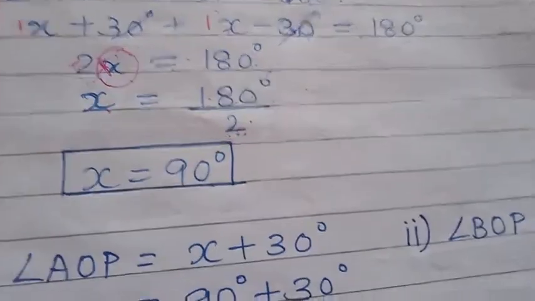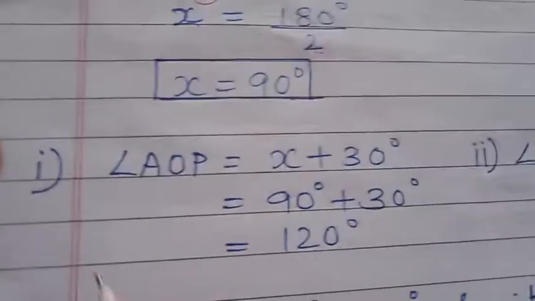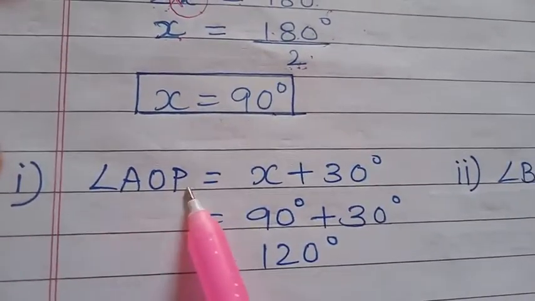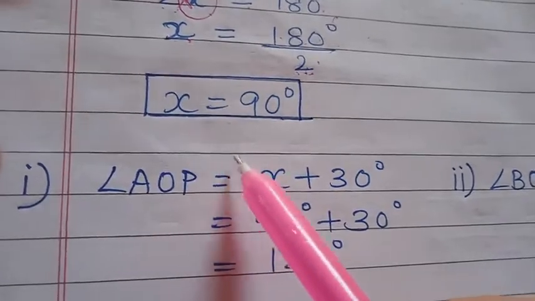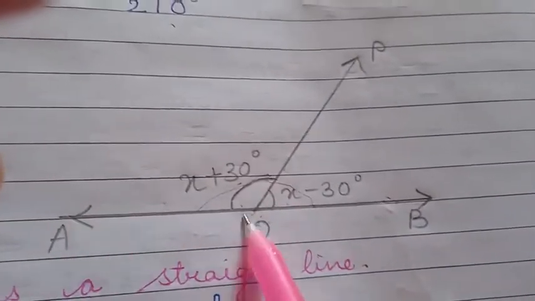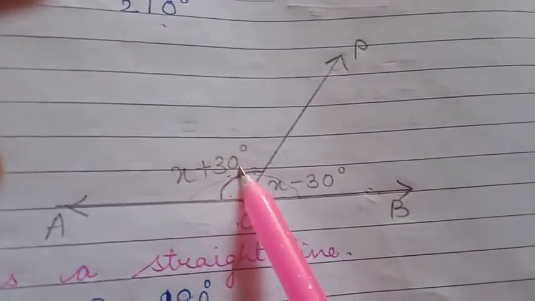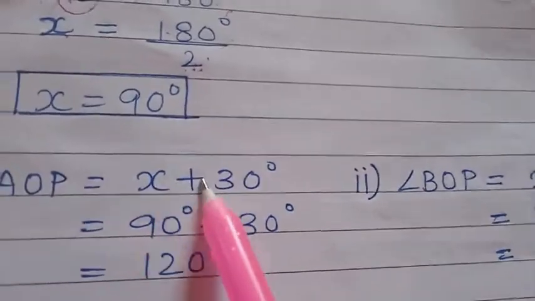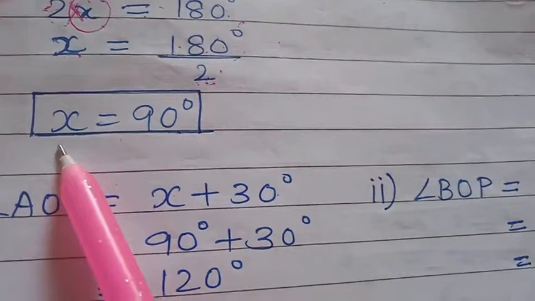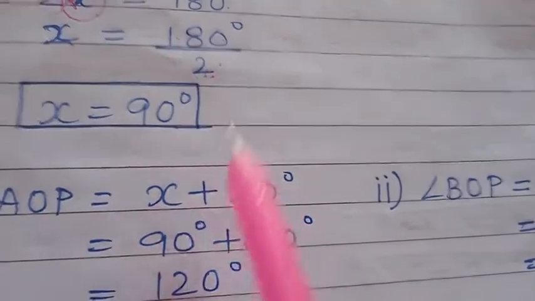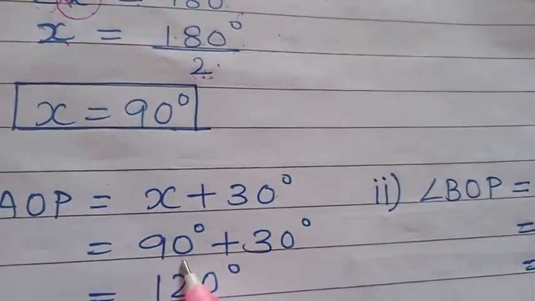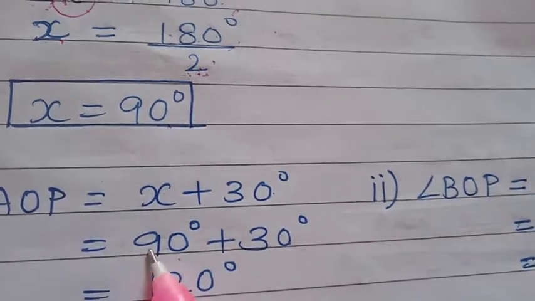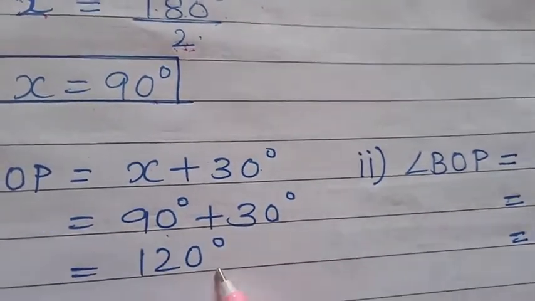Now let us give the answers. First question asked: what is angle AOP? The value of angle AOP is x plus 30 degrees. Now what is the value of x? The value of x is 90 degrees. So 90 degrees plus 30 degrees is 120 degrees.